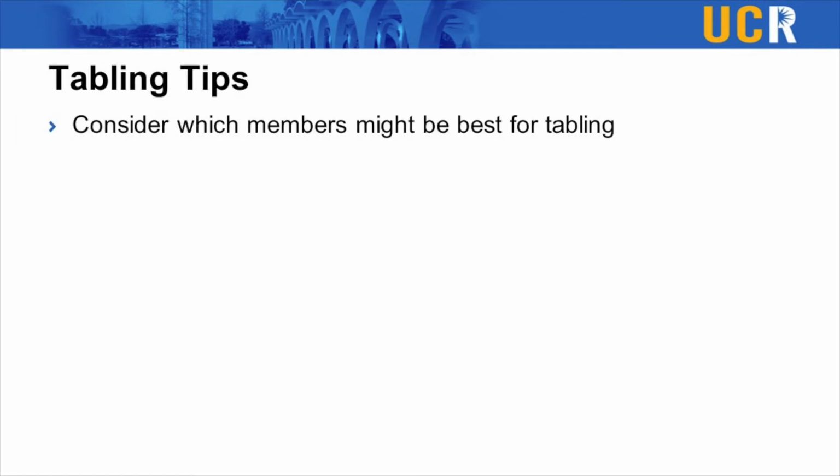Now when you table, here's some general tips. Consider which members might be best for tabling. This might not be everyone's skill set. Think about who is personable and charismatic and who knows your club well enough to sell it. But you should also try to share the workload. Don't rely on one or two members to do all the tabling. Try to incorporate as many folks as you can, as long as they're good at that particular job.